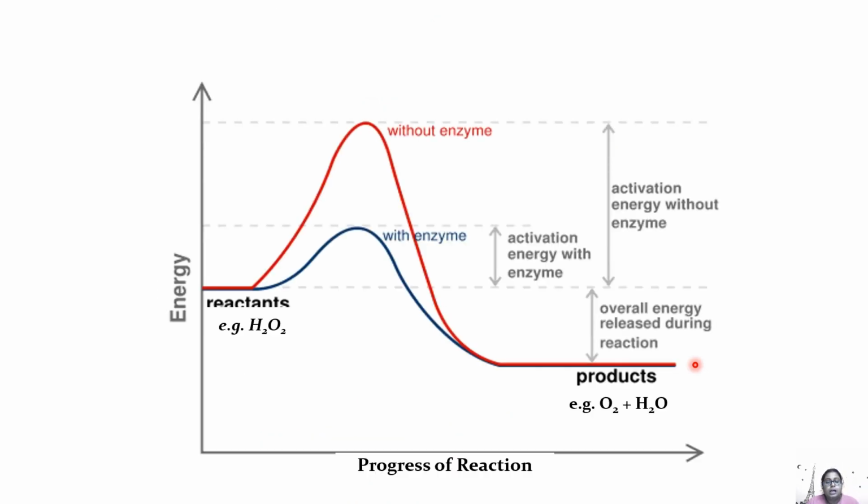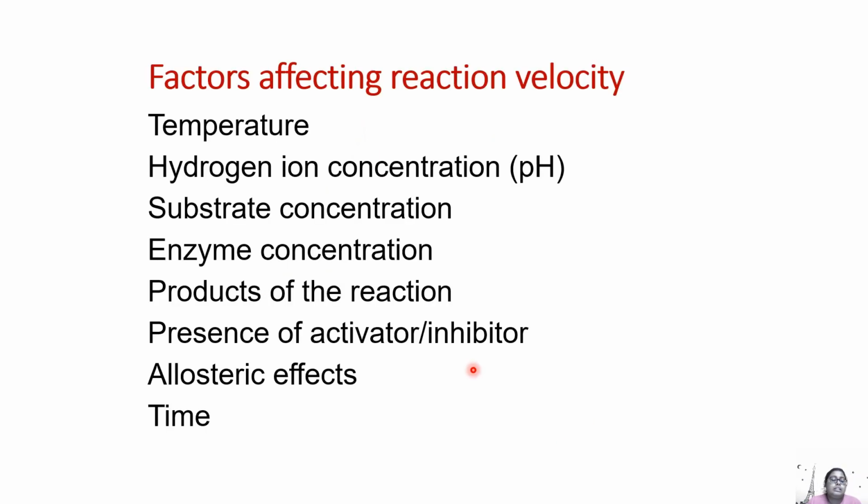Okay, we have talked about the progress of reaction. This is without enzyme, you can see the activation energy is so high, but with the biological catalyst, the activation energy has been lowered. Okay, so obviously there are various factors affecting reaction velocity. Temperature: every enzyme will have an optimum temperature. Every enzyme will be able to work at an optimal pH. The substrate concentration, enzyme concentration, products of the reaction, the presence of any activator or inhibitor, all of these are very important factors in affecting reaction velocity.